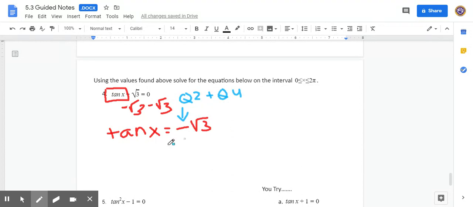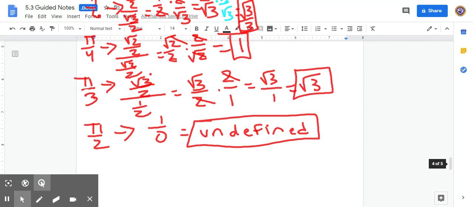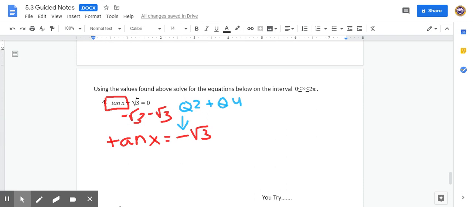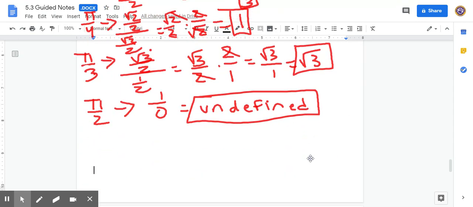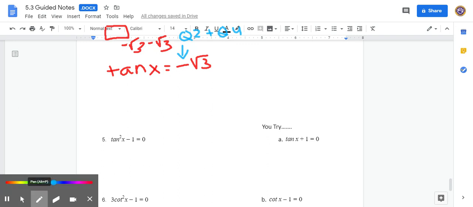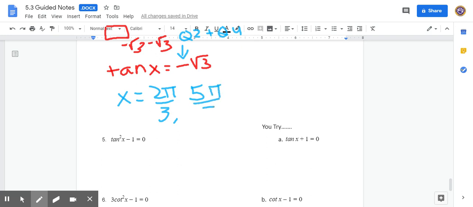And then we're going to use the square root of 3. If we look at our chart here, the square root of 3 is going to go with all angles that are over 3, so anything that is a pi over 3. So we want to look for the pi over 3 angles in quadrant 2 and quadrant 4. That would be 2 pi over 3 and 5 pi over 3, and that would be my answer to this question. So x equals 2 pi over 3 and 5 pi over 3. And since it said on the interval, we do not add plus 2n pi. We'll move on to number 5.